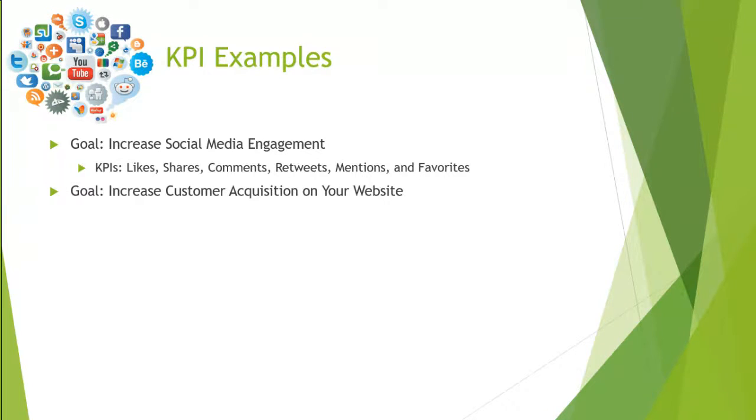Let's look at another one. Let's say your goal is to increase customer acquisition on your website, or rather, you want people to leave the social networking site and visit your website. So what do you use as your KPI? Well, click-throughs is the optimal metric to use, because if you are counting the click-throughs, you can see the exact number of people who left the social media site to go to your website. And if your click-throughs are increasing, then your customer acquisition is increasing.